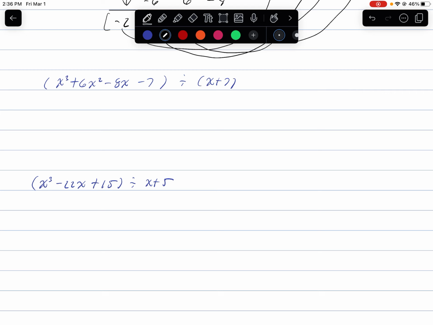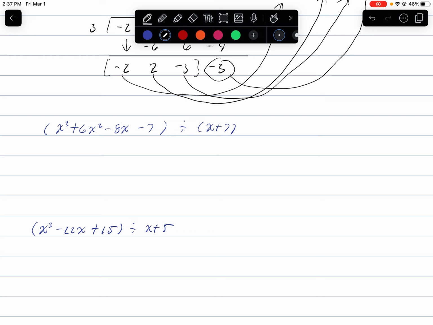So your first reaction might be to say, oh, all right, well, we're done. We don't have x minus 7, so we can't do anything. But that's actually not true. It should be noted that x plus 7 is equal to x minus -7. So that just means that our r value here is going to be -7. So we can set it up as so. We'll have -7 for our r value, and we'll have 1, 6, -8, and -7.